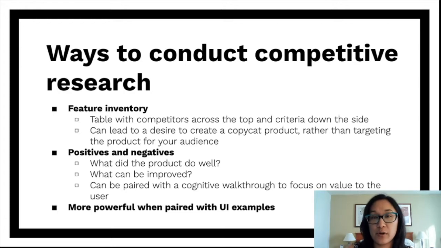Another thing you can do is what we call the positives and negatives. So it's essentially a graph that tells you what this particular product did well, and then what can be improved. And what you do is you take this information and then you pair it with a shop along. We also call it a cognitive walkthrough. Essentially, you take a participant and you sit them down and you ask them to complete a particular task that is pertinent to your app.